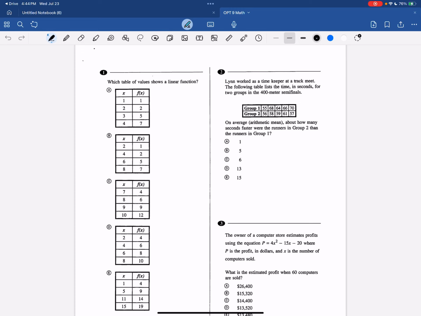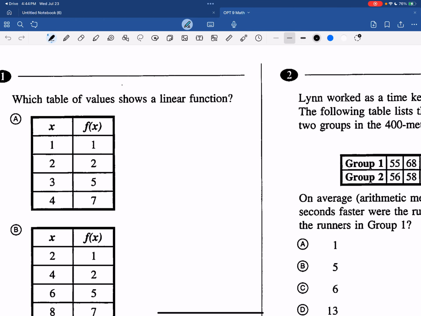Number 1. Which table of values shows a linear function? And I know that by definition, a linear function must have a constant rate of change or a slope that is constant.